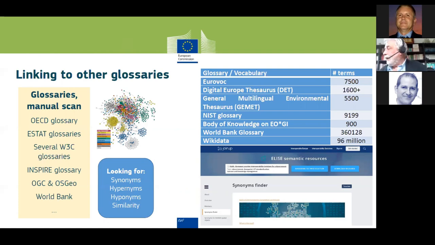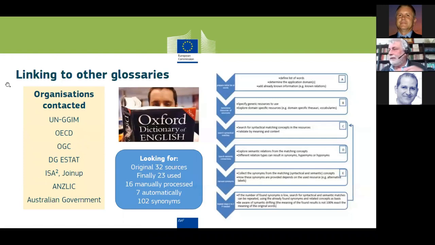At the right side in the blue box, you see the ones that were processed automatically with the synonyms finder. It's part of the ISA² tools that has been developed in ELISE Action as well, but in another project. With that tool, some of the bigger ones could be processed automatically, searching for synonyms and related concepts. In that context we also contacted and worked with some of the organizations mentioned in the yellow box. The list is longer, but those are the most important ones.